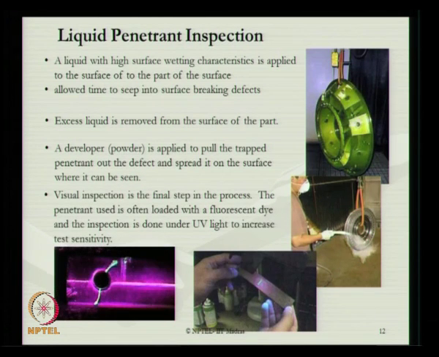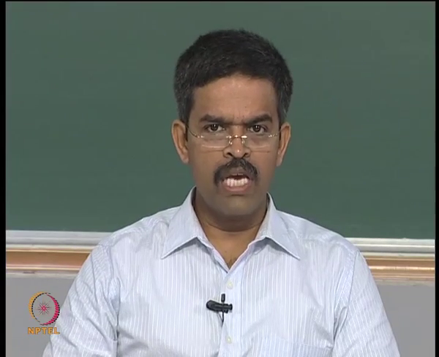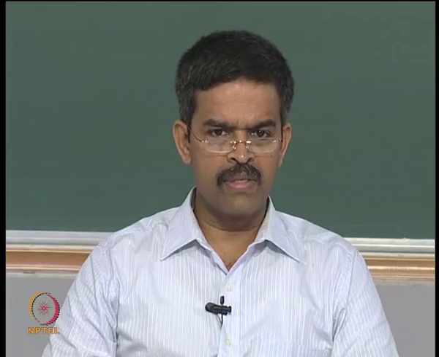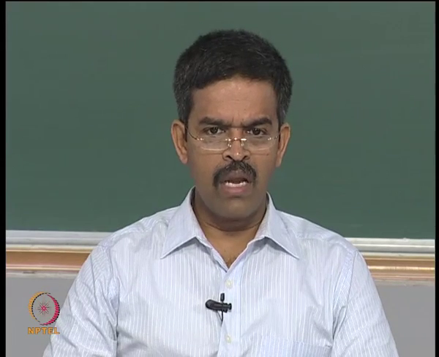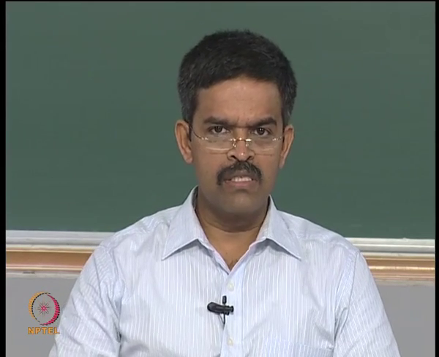Visual inspection is the final step in the process. The penetrant used is often loaded with a fluorescent dye, so that the color difference clearly shows the effect of leakage or the defect present in the system. It is done under ultraviolet light to increase the test sensitivity.